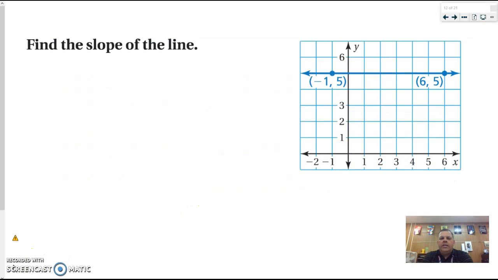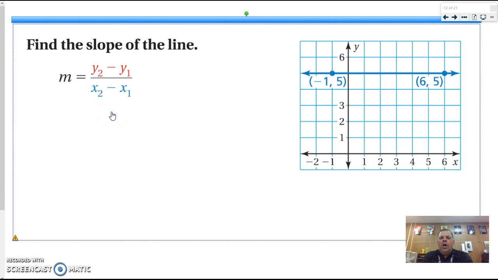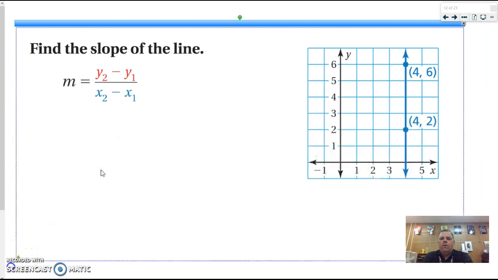In our lesson yesterday dealing with the computers, we talked about the slope of a horizontal line. We know that we can still take y2 minus y1 over x2 minus x1, and when we substitute in points, we get 5 minus 5, 6 minus negative 1. The top answer is 0, the bottom answer is 7, so our slope of a horizontal line is 0.